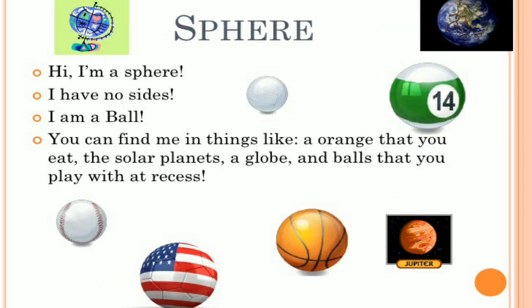Now we are going to learn sphere. A sphere is a round 3D shape. Here we can find a sphere shape. Hi, I am a sphere. I have no sides. I am a ball. You can find me in things like an orange that you eat, solar planets, globes, and balls that you play with at recess.